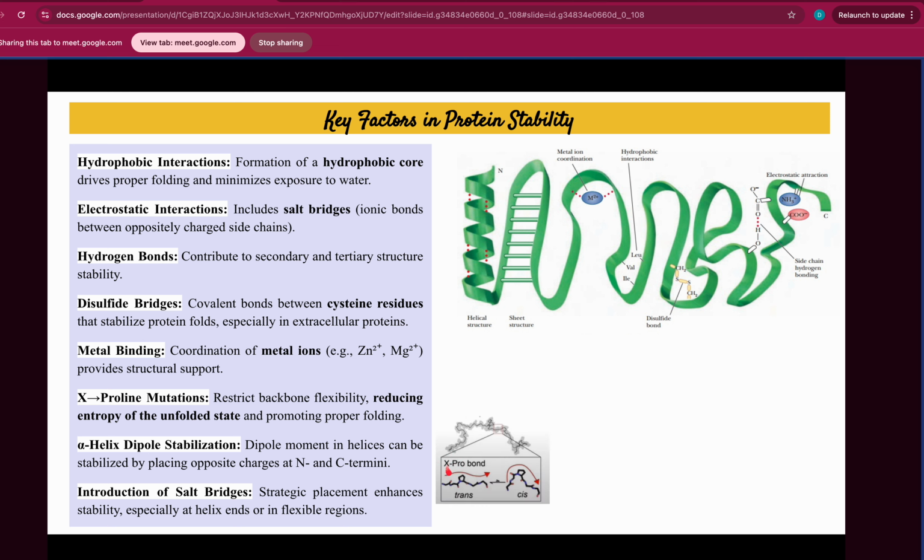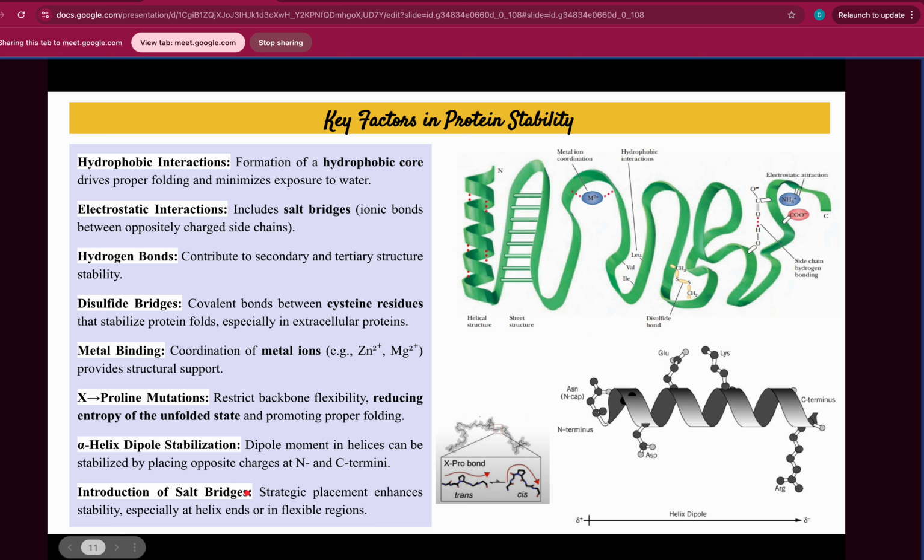For example, we have some X amino acid residue, and if we change it to proline, then in such scenarios it can restrict the backbone flexibility, because we know proline has a chain which is not that flexible, which is rigid. This reduces the entropy of the unfolded state, so it will promote proper folding. To improve proper protein folding, these mutations can be brought about. The next thing is alpha helix dipole stabilization. The dipole moment in helices can be stabilized by placing oppositely charged N and C termini. In that way we can further stabilize our protein.